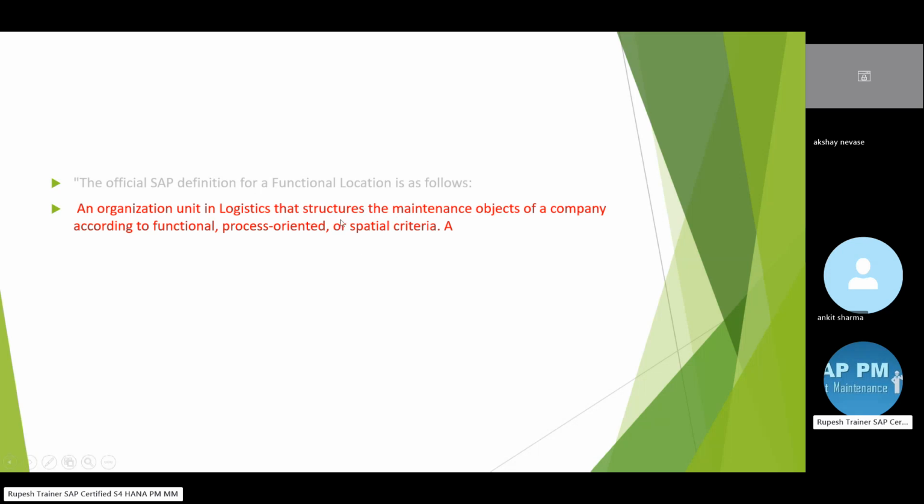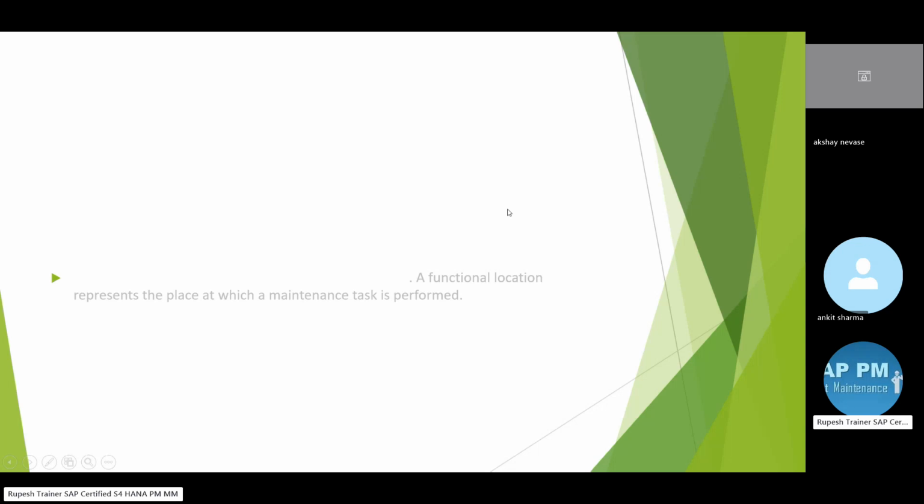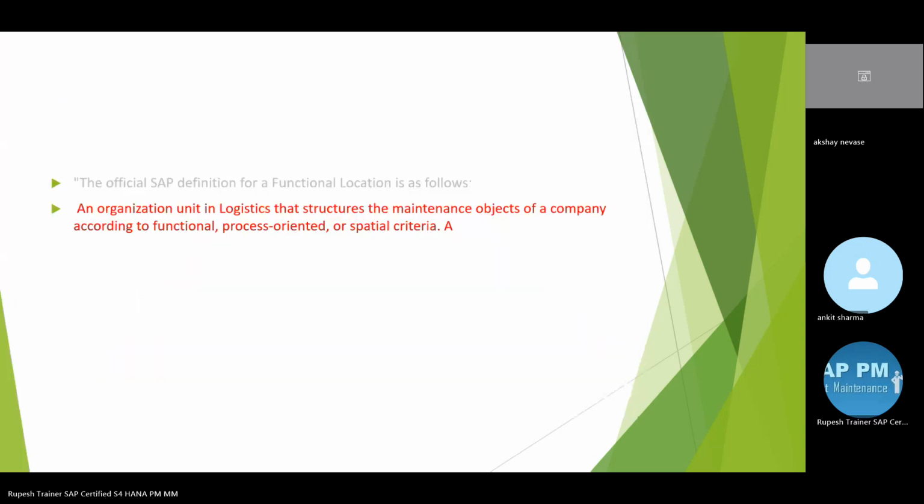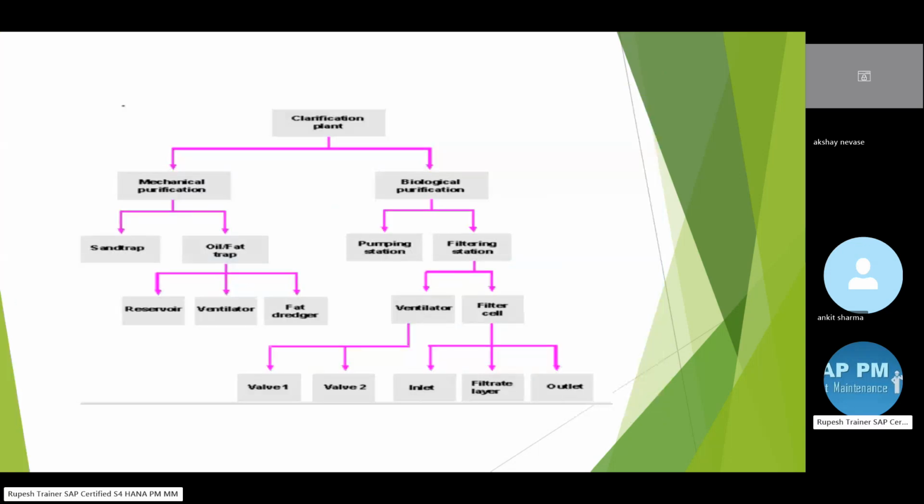Oral structuring. That structures the maintenance objects. This is the main word: structures the maintenance object of the plant. According to function or process, you can write this also. Like the total plant you are structuring, that is called functional location. Another example: clarification, mechanical, biological, mechanical into sand trap and oil trap, again oil trap, dragging down. They will use the word hierarchy. Write in your handout, hierarchy, very important word in FL. We need to use SAP terminology, use the word hierarchy.